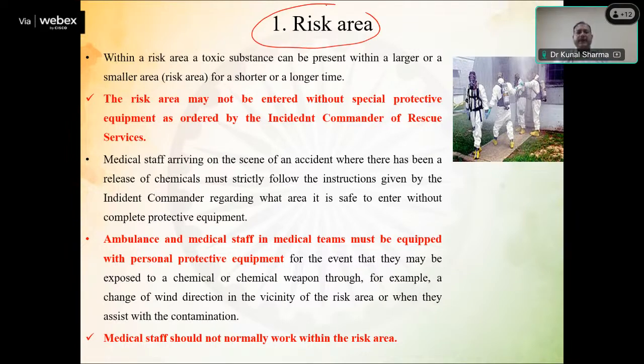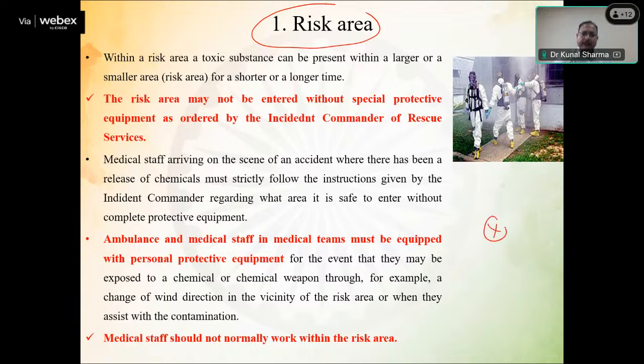Within a risk area, a toxic substance can be present within a larger or a smaller risk area for a shorter or a longer time. So the risk area is very much important. A risk area may not be entered without special protective equipment or unless ordered by the incident commander of rescue services. So the zoning is very much important.